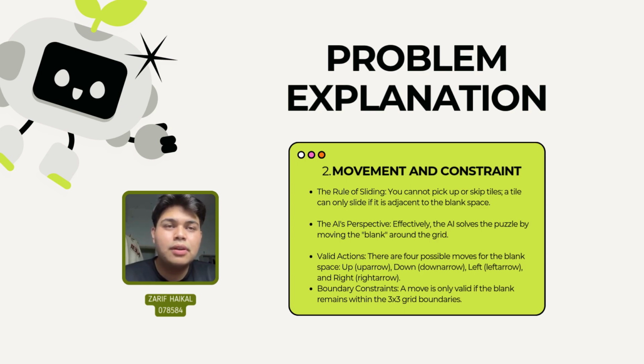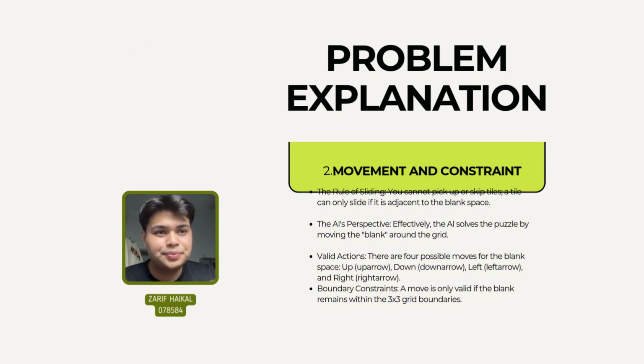In valid actions, there are 4 possible moves for the blank space, which are up, down, left, and right. Boundary constraint: a move is only valid if the blank remains within the 3x3 grid boundaries.